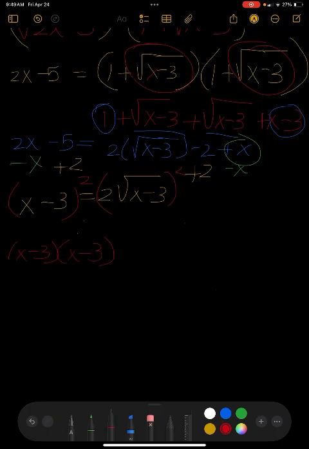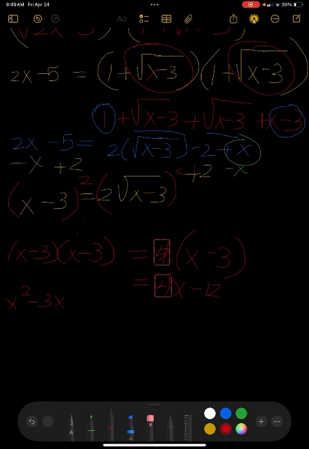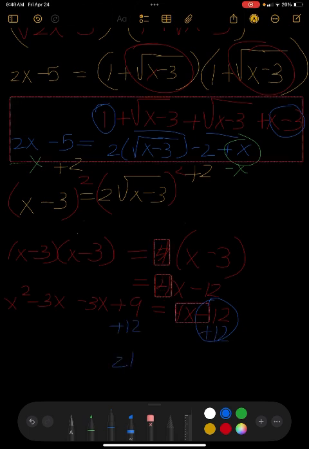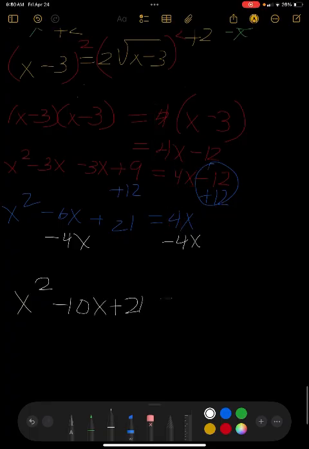And on this side, we're going to get 4 times x minus 3, so 4x minus 12. And on this side, we get x squared minus 3x plus 9. All right, now let's bring plus 12. So we have 21, and we have minus 6x squared, and we have 4x here. So let's bring this over. So we have x squared minus 10x plus 21 equals 0.